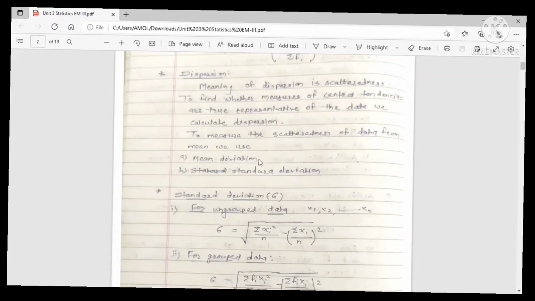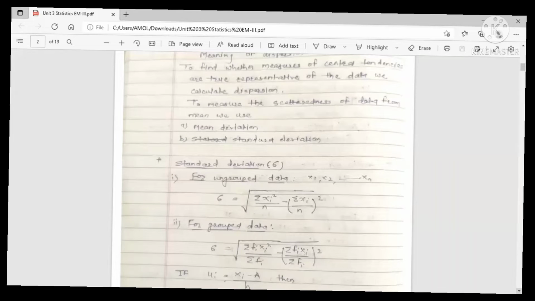See, to measure the scatteredness of the data from the mean, we use two methods, mean deviation and standard deviation. Now, what is dispersion? The meaning of dispersion is scatteredness. To find whether measures of central tendency are true representatives of the data, we calculate dispersion. So here, using standard deviation, we are going to measure the scatteredness of data from the mean.